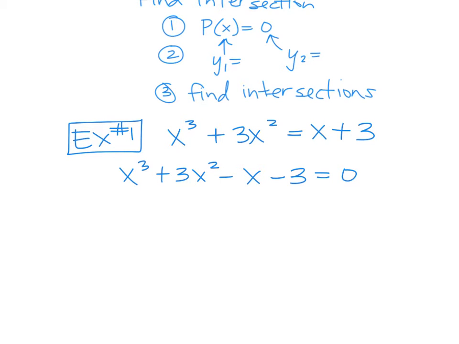Now from here, let me jump over to my document camera. From here, you are going to put into your y1 x to the 3rd plus 3x squared minus x minus 3. And then your y2 is going to be 0. And now we just want to find our roots. We want to find the answer.